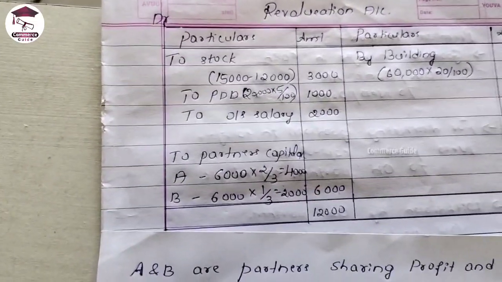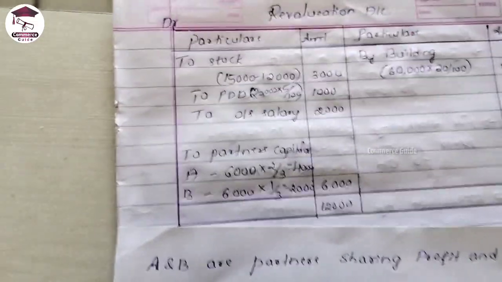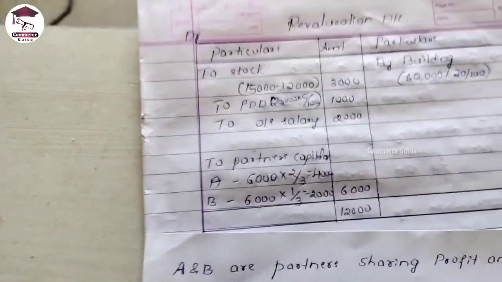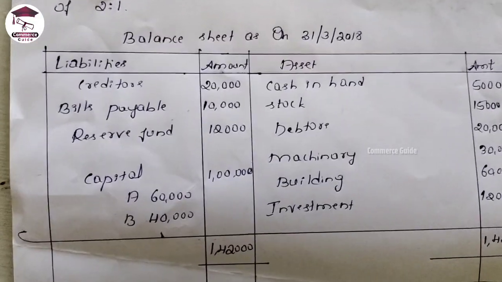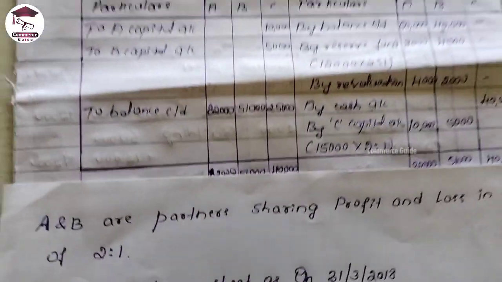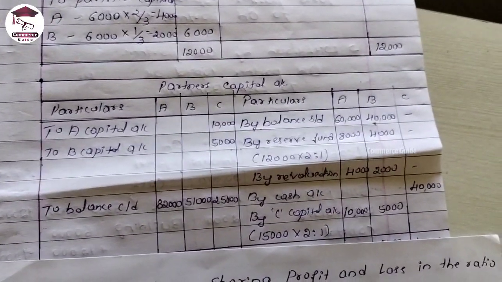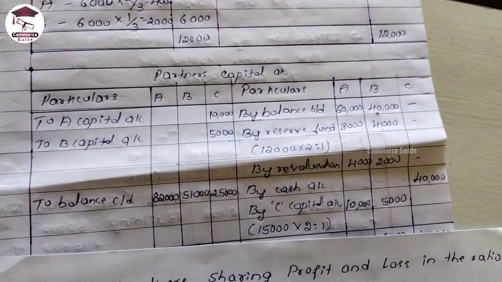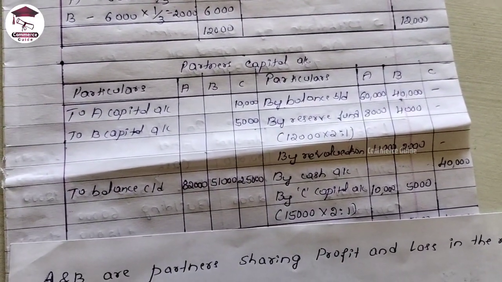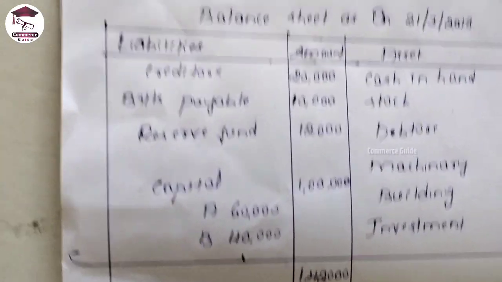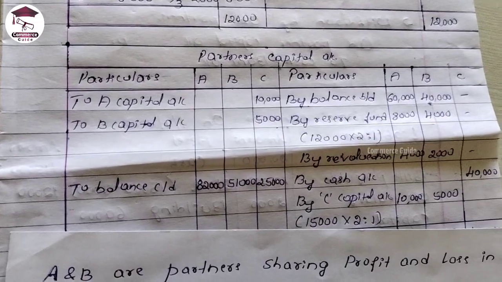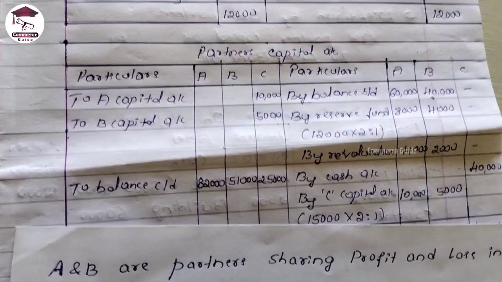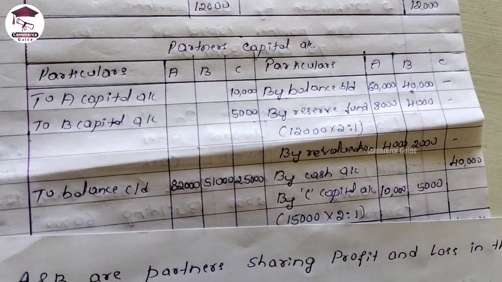After the revaluation account has been completed, now we will move to the partners capital account. In the balance sheet we can see capital A 60,000, B 40,000. So first we need to write in the partners capital account, by balance brought down, 60,000 and 40,000. After this, the next item is reserve fund. Reserve fund is 12,000. We need to share it in the old partners' ratio, 2:1. 12,000 into 2 by 3, 12,000 into 1 by 3, 8,000 and 4,000.